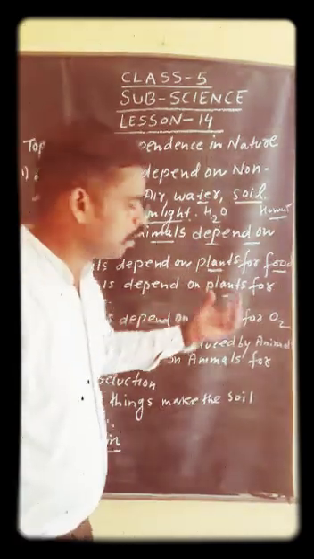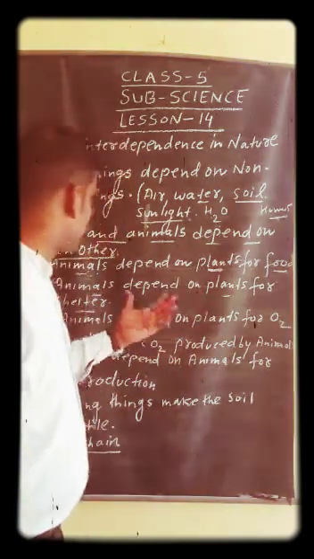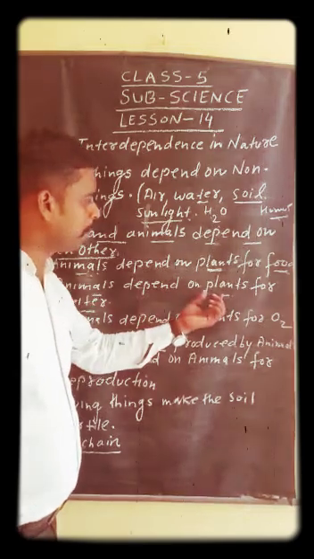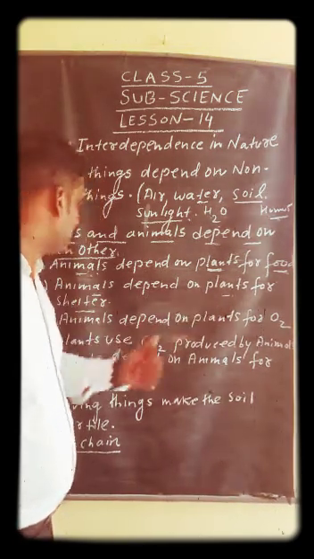Suppose you cut down all the plants, all the forests. All the animals will come to our surrounding area and disturb our natural environment. That's why we need to plant more and more trees in the environment. We should not cut the trees.